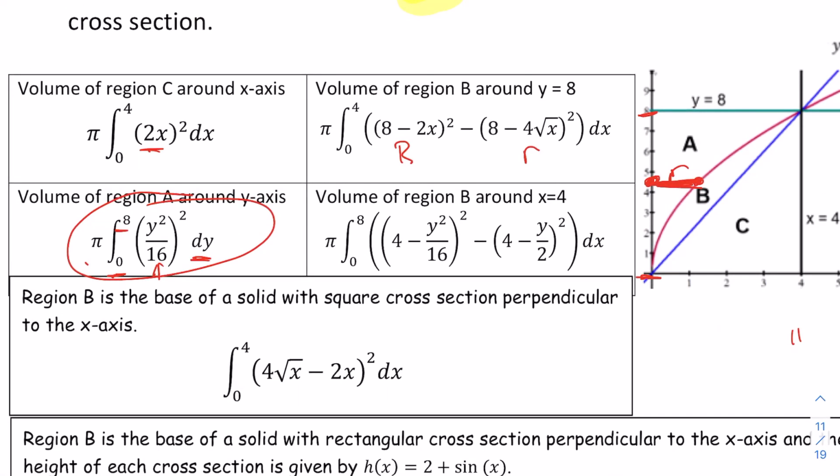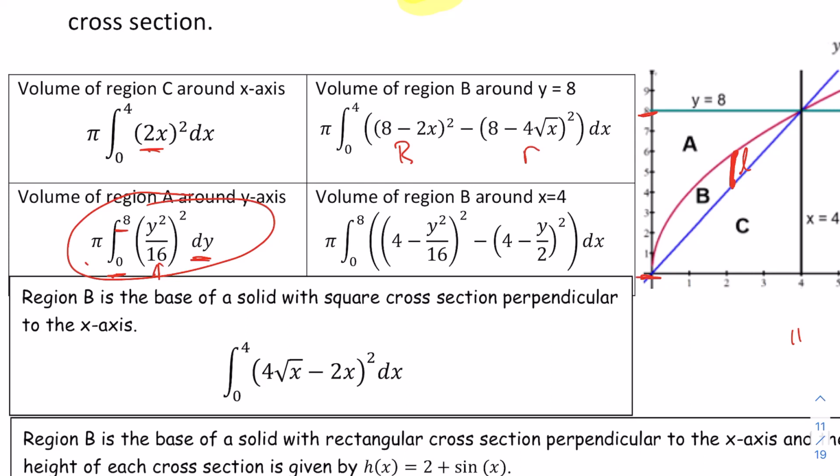Now, if you're going to have a square cross section, it says B is the base of a solid with square cross-section perpendicular to the x-axis. Okay, so I have region B here, and I have cross-section perpendicular to the x-axis, so that's going to be this length right here. You have to imagine that this length is also sticking straight out of the page, and so it's going to create a square cross-section, and so we need to find this length.